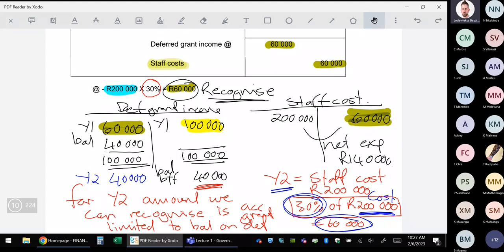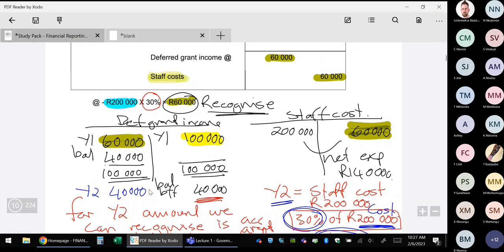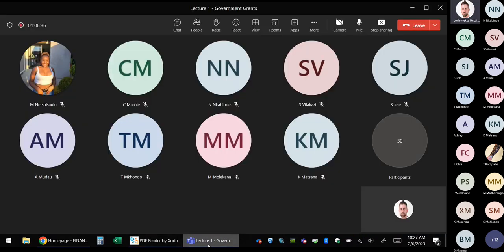Okay, so that's the basic principle of our government grants. So when you have government grants, asset-based or income-based. Asset-based, deduct from the cost of the asset, or we show it as deferred income over the useful life of the asset. If it's income-based, we either show it as other income or a deduction of the cost of the asset.